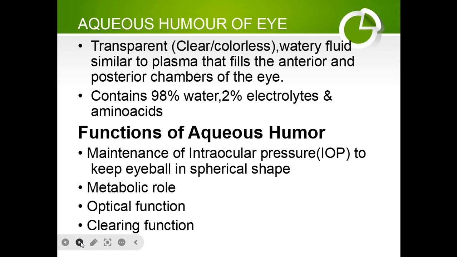It has a metabolic role, that is it nourishes the cornea and lens by supplying nutrition such as amino acids and glucose. It also has an optical function. It is helpful for the healthy vision of the eye. It also has a clearing function. It removes the excretory products from metabolism.